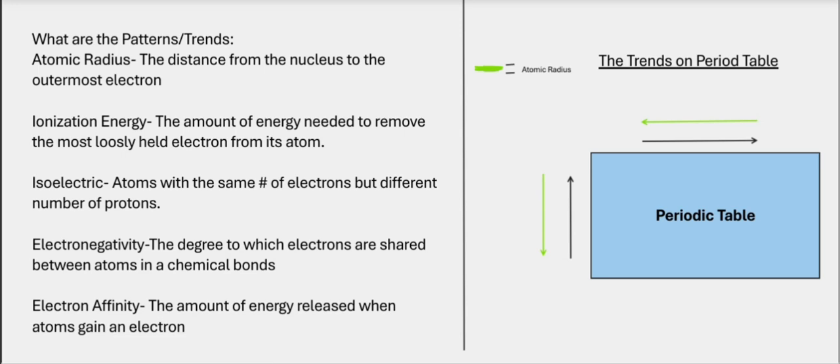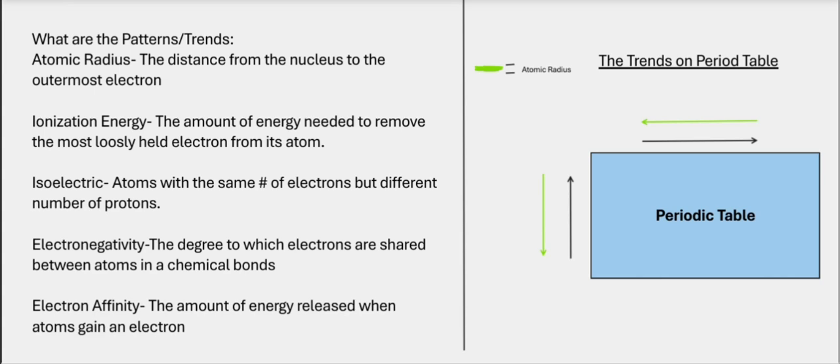Atomic radius is the distance from the nucleus to the outermost electron. Ionization energy is the amount of energy needed to remove the most loosely held electron from its atom. Isoelectric is when atoms have the same number of electrons but a different number of protons. These would be ions. Electronegativity is the degree to which electrons are shared between atoms in a chemical bond. Electron affinity is the amount of energy released when an atom gains an electron.